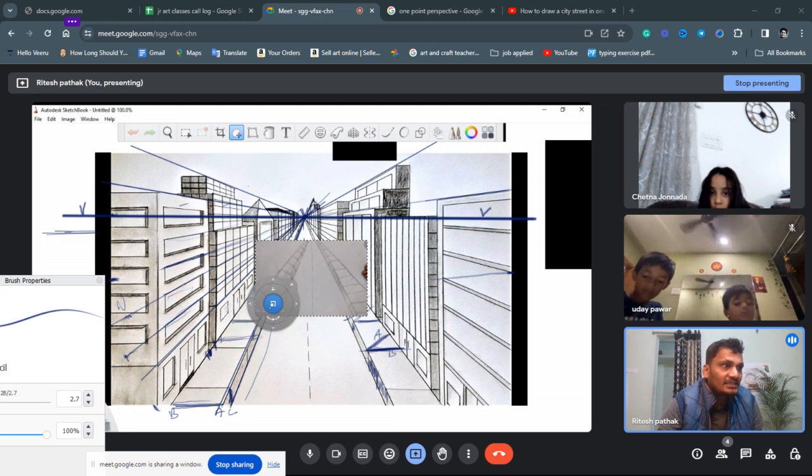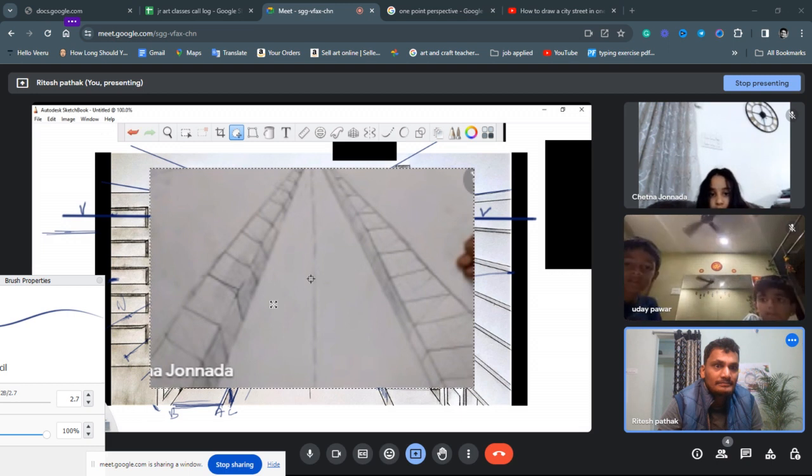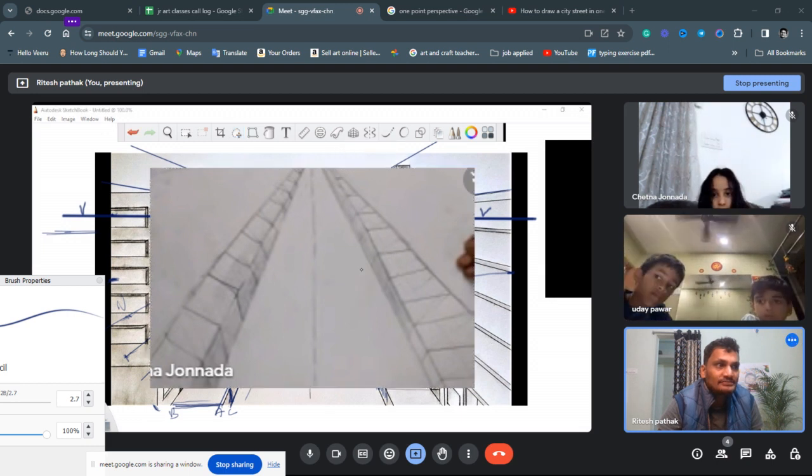Chetna, now see here. Can you see this? You're drawing only, right, Chetna? This is good. Now you correct it, right? This is good. Okay? But the down line, which is going down, Chetna, it has to go directly down. Understanding? What you are doing is slanting.